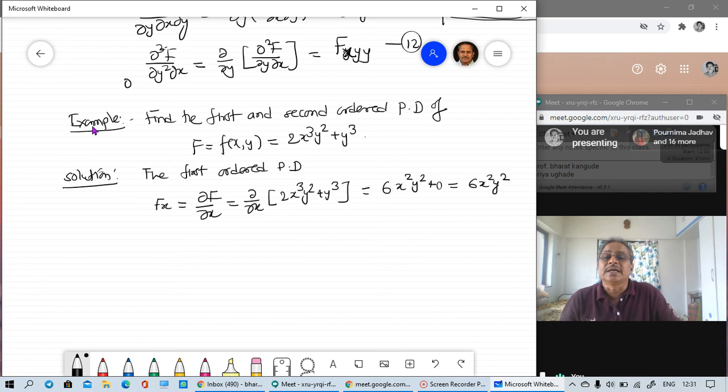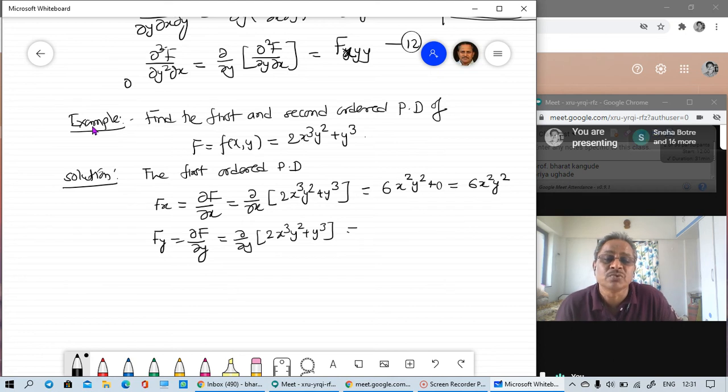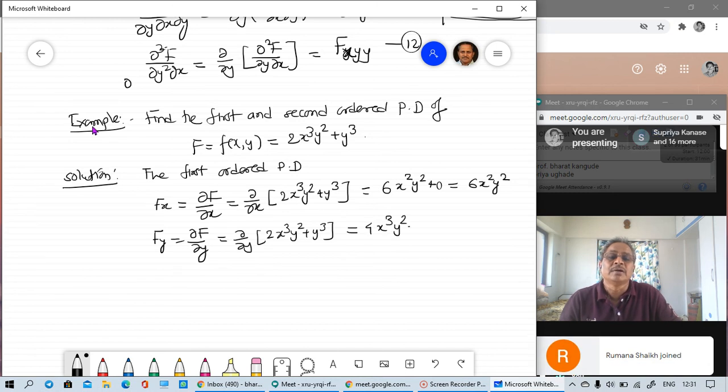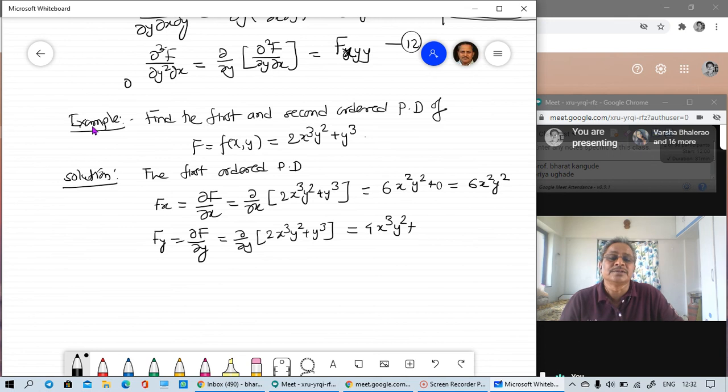Now calculate the second, fy. Fy is the partial differentiation of f with respect to y, keeping x constant. So here this is del by y of twice x cube y square plus y cube. Twice x cube is constant, but the differential of y square with respect to y is twice y. So 2 into 2 becomes 4x cube y, plus the differential of y cube is 3 into y square. This is my first, this is the second. So these are the two first ordered partial derivatives.